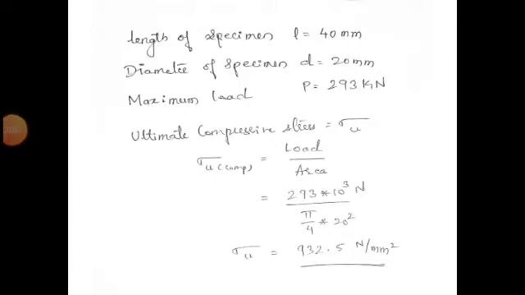Length of specimen for compression test is 40 mm. Diameter of specimen is 20 mm. Maximum load, that is at the time when specimen bulges, is 293 kN. Therefore, ultimate compressive stress is equal to load divided by area, that is 293 into 10 to the power 3 Newton divided by pi by 4 into 20 square. So that will come to 932.5 Newton per mm square. This is the compressive strength of the specimen.